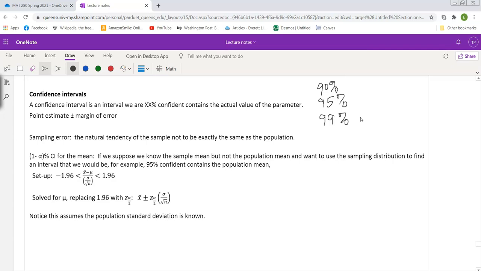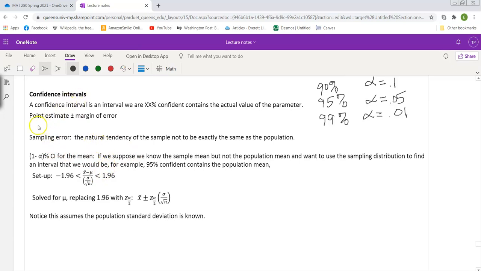And we write these as 1 minus alpha percent. And alpha, so this is the confidence level here. Alpha is just 1 minus the confidence level written as a decimal. So 90% would be 0.9, so 1 minus 0.9 is 0.1. For 95%, it's 0.05. And for 99%, it's 0.01.